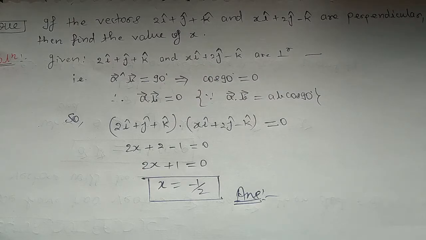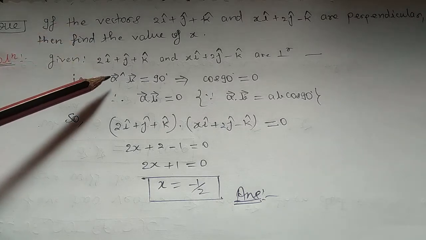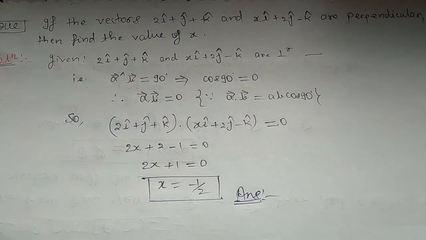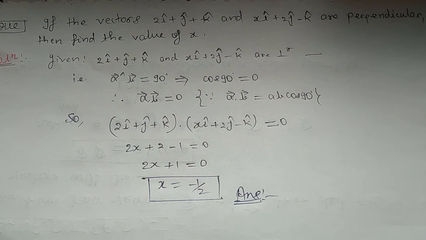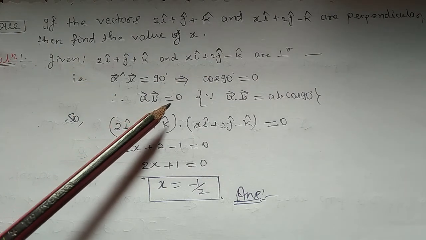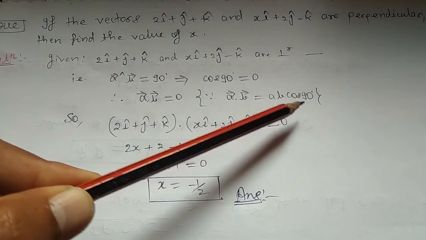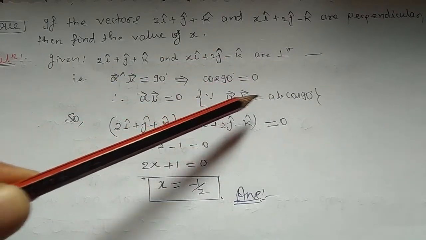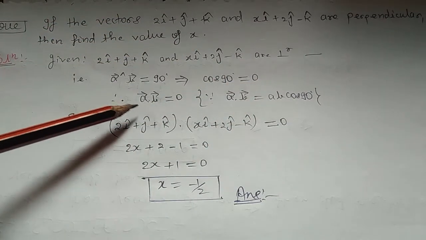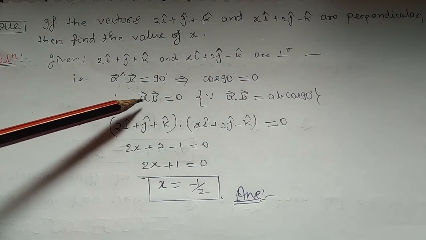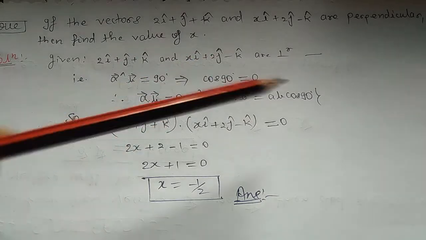Since we know that if two vectors are perpendicular, then the angle between the vectors is 90 degrees. So the angle between vector a and vector b is equal to 90 degrees. Since the vector a dot b is equal to ab cos theta, and theta is given as 90 degrees, a dot b is equal to ab cos 90, and the value of cos 90 is equal to 0. Hence, the dot product of these two vectors, a dot b, is equal to 0.